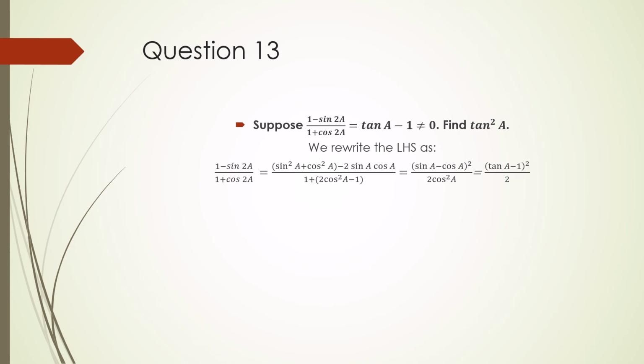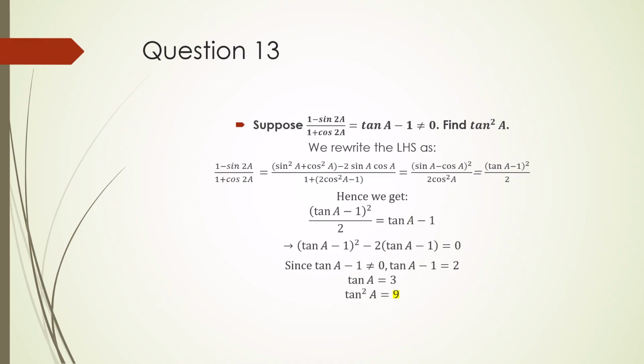This is helpful because everything else in the question will be involved with tangent a. So by making everything in terms of tangent a, the question is easier to solve. So we simply get that tangent a minus 1 squared over 2 is equal to tangent a minus 1. And if you notice that this is actually just a polynomial, and we can see that the roots will be tangent a minus 1 equals 0, or tangent a minus 1 is equal to 2.